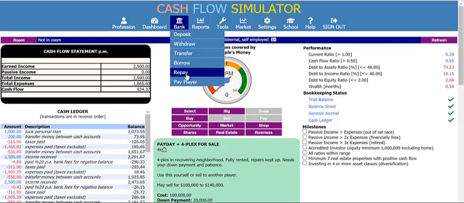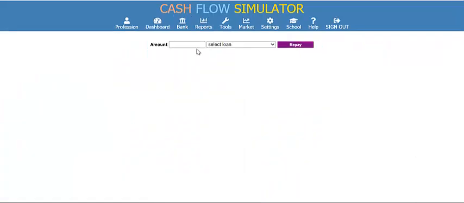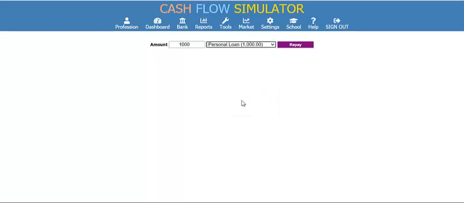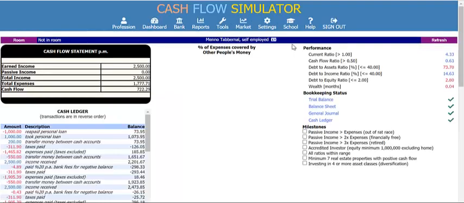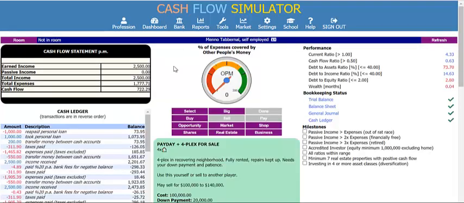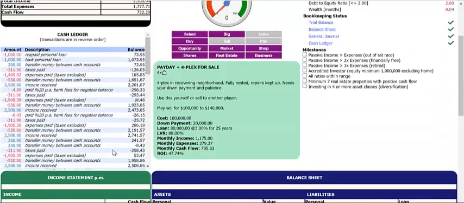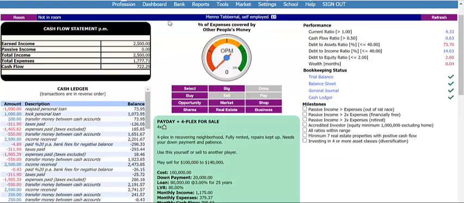I can then also repay my loan. So currently I haven't paid any of it off. So I can then go in and select the amount. So let's say I want to pay off 200 of my $1,000 loan. So I can pay off my credit card, my car mortgage, etc. Oh, it's going to force me to pay off the 1,000. Okay, so we'll repay the loan. So we go back to $73.95, and my expense has gone. So I've never ended up paying it because I haven't passed payday since paying that off.